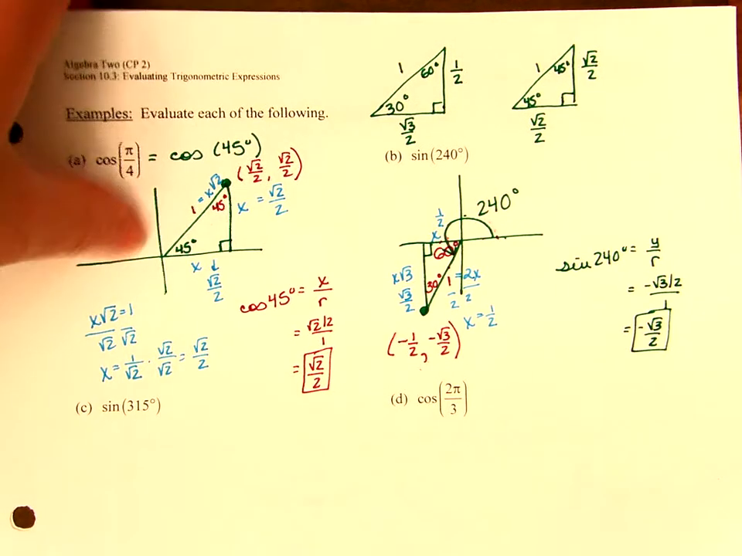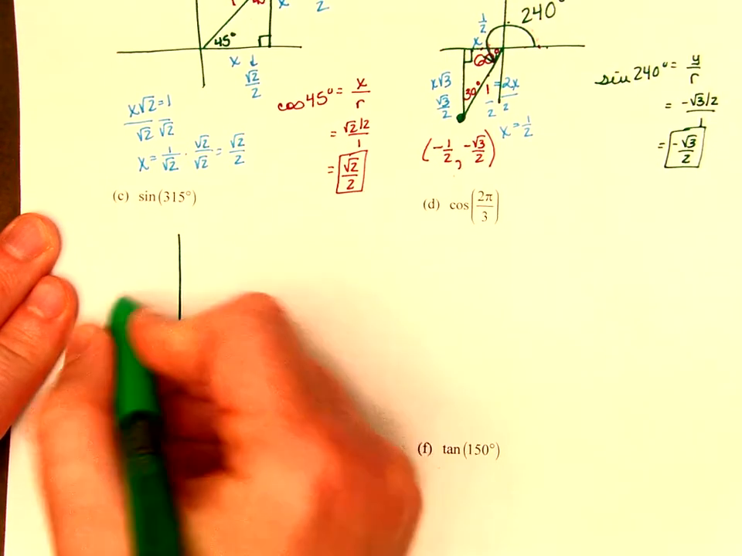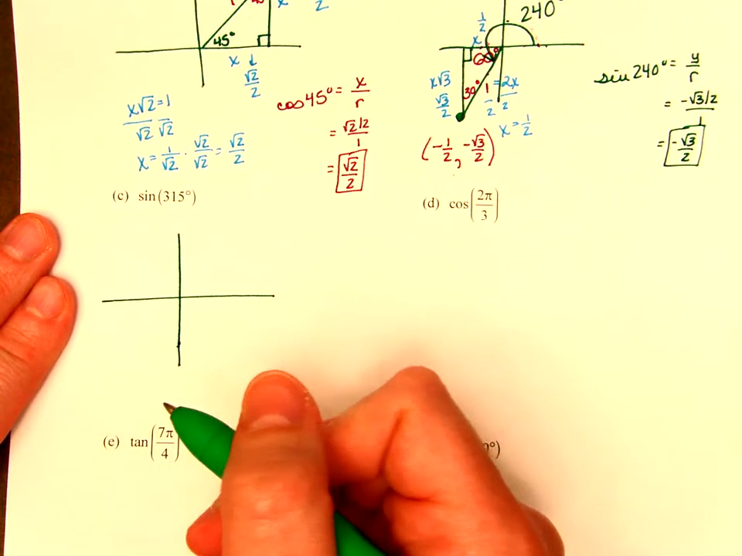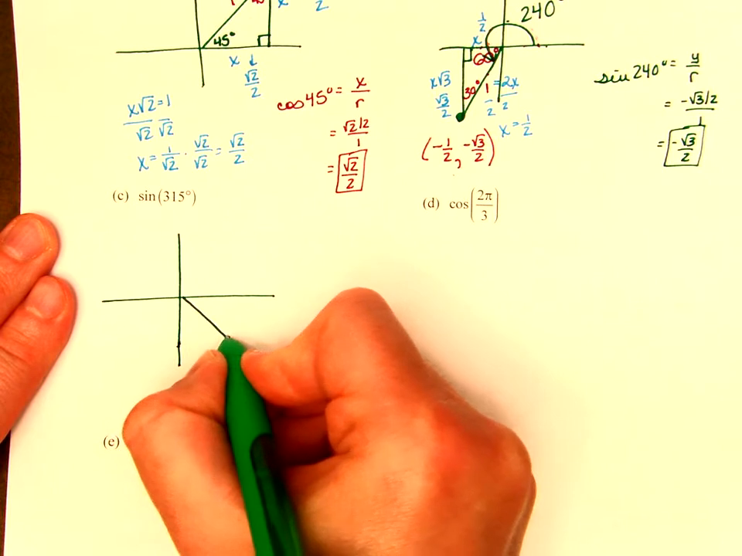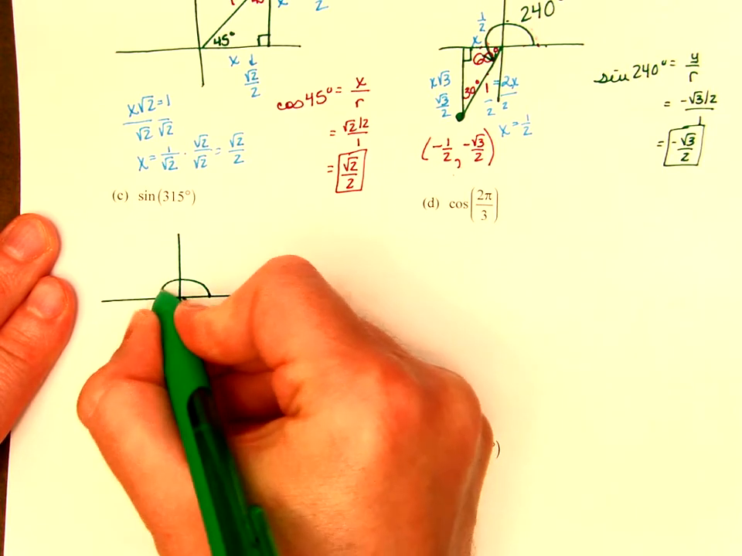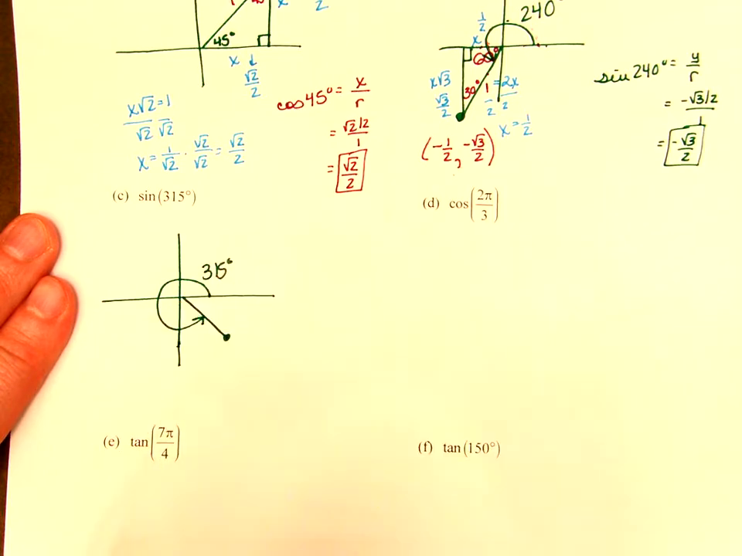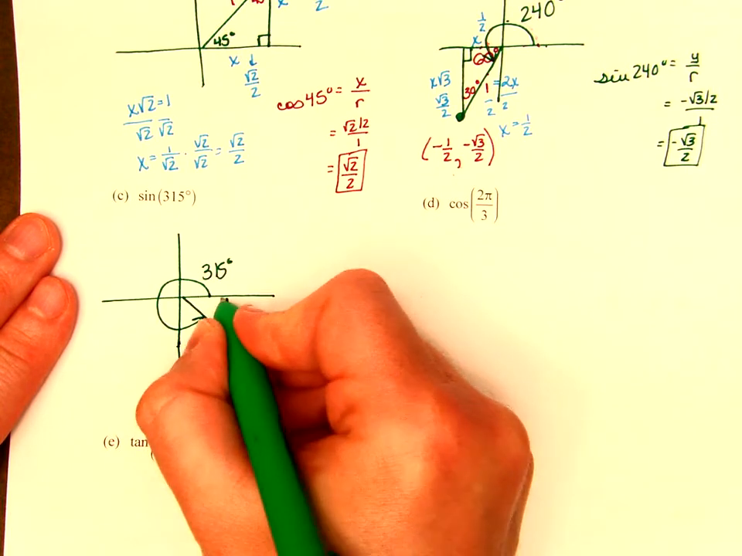Next one. The sine of 315 degrees. Okay, well, 315 degrees. Let's see. I'm going to start here. I'm going to go over to here, the angle that's halfway through the fourth quadrant, like that. This is 315. Whoops, hold on. Sorry. I'm drawing my right triangle.